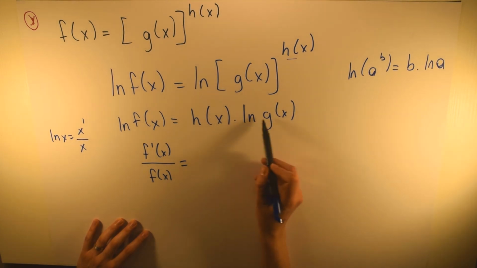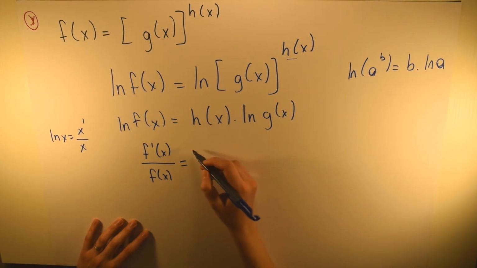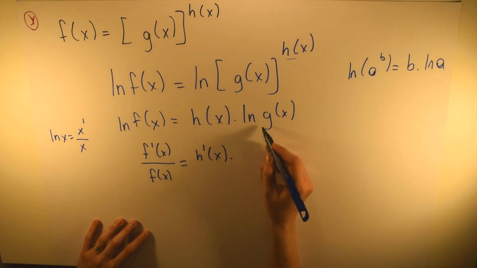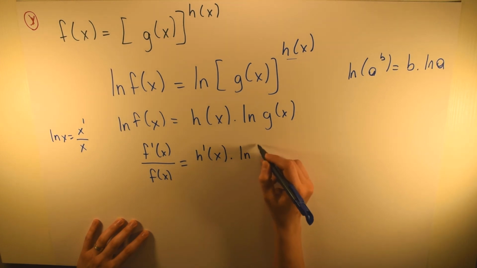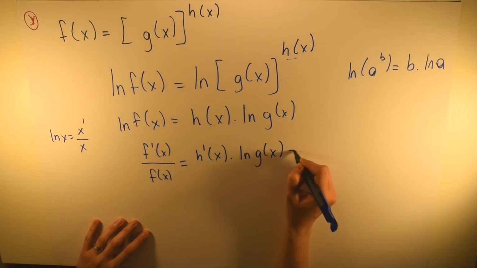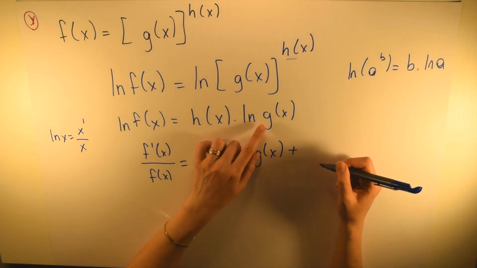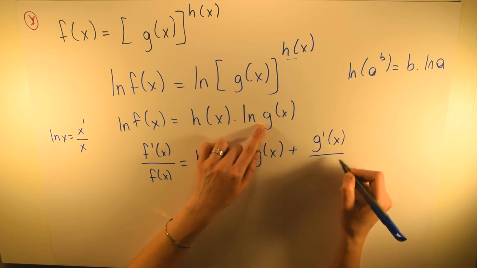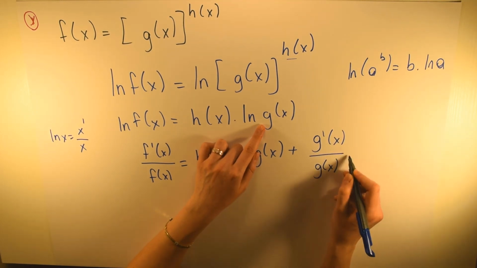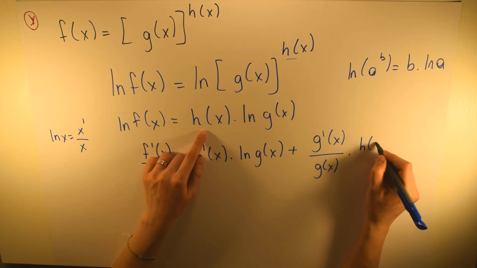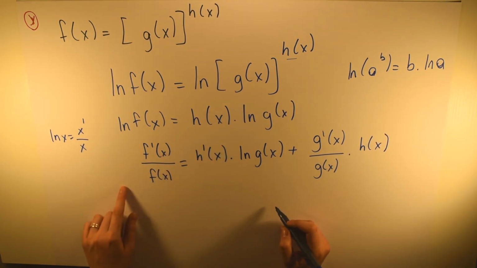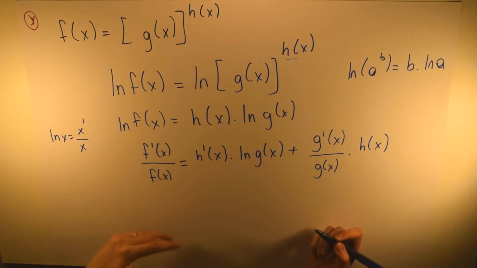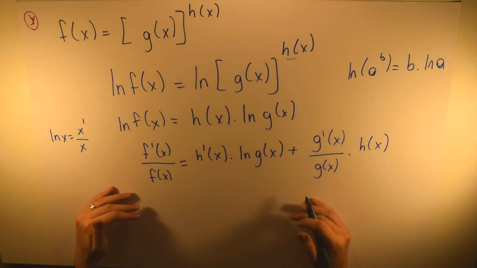Which is equal to, here we will apply the product rule. The derivative of the first one, the derivative of h of x, times the second one, natural log of g of x, plus the derivative of the second one, which is equal to the derivative of g of x over g of x, times the first one, h of x. I know it looks complicated, but you need to understand the logic behind it. After that it will be easier to apply.